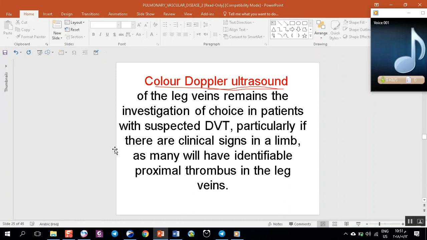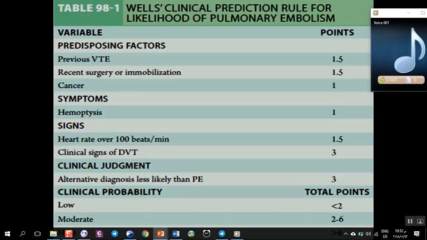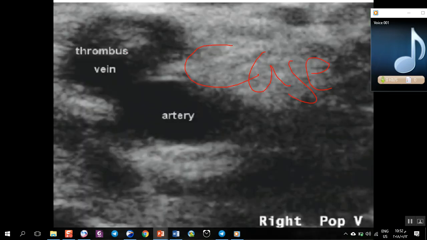Can echo diagnose embolism, or do you need contrast? The echo finding can suggest embolism right away, but echo contrast is not for embolism. This is the CT contrast. You see, this is the pulmonary trunk and the clot inside the pulmonary artery branch. This is the filling defect.